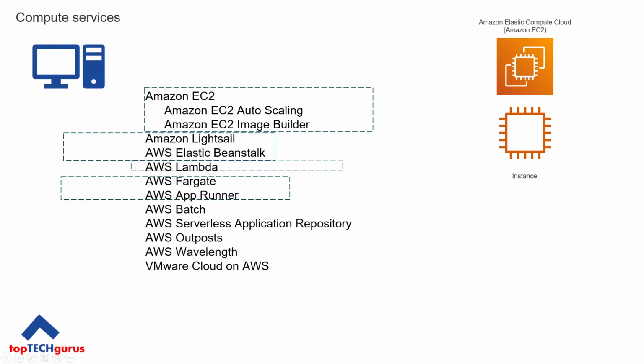And the last set is Amazon AWS Batch, Serverless Application Repository, Outposts, Wavelength, and VMware Cloud on AWS. Those I'll cover a little quicker.